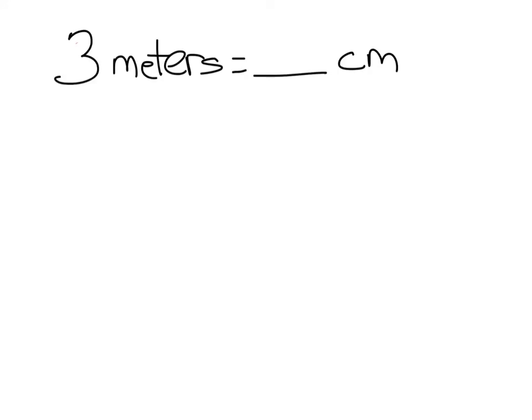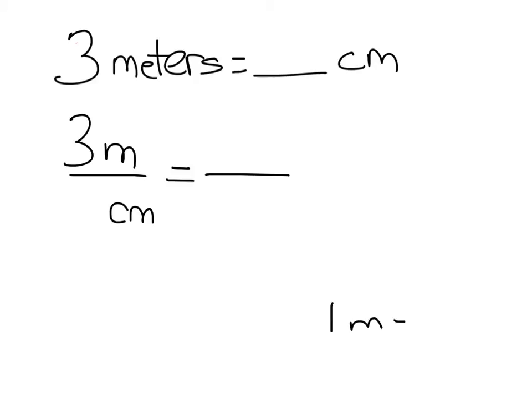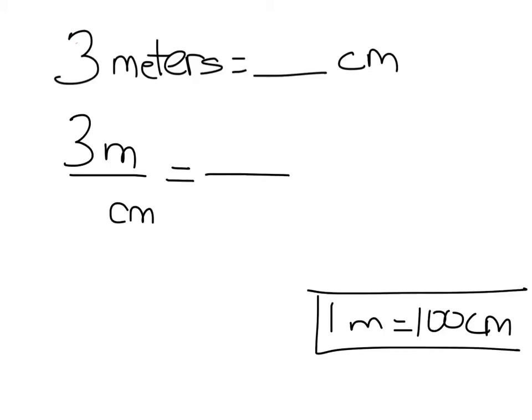In our next example, we're looking to see 3 meters equals how many centimeters. My first step is draw the equivalent ratio, 3 meters, and then we're looking for how many centimeters. Then I'm going to look at my conversion chart, and on my conversion chart it says 1 meter equals 100 centimeters. This is my conversion factor, and I'm going to plug that into my equivalent ratio.